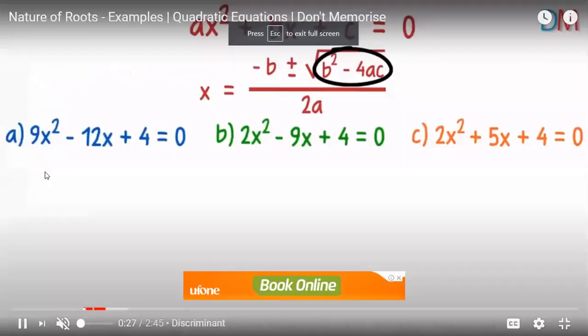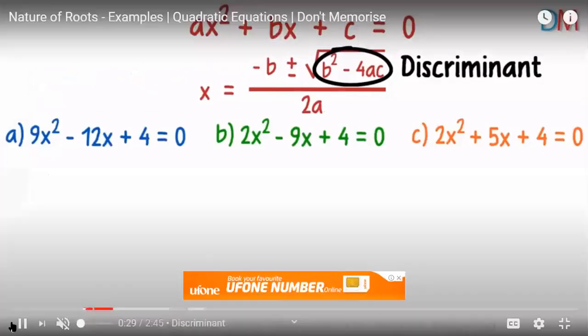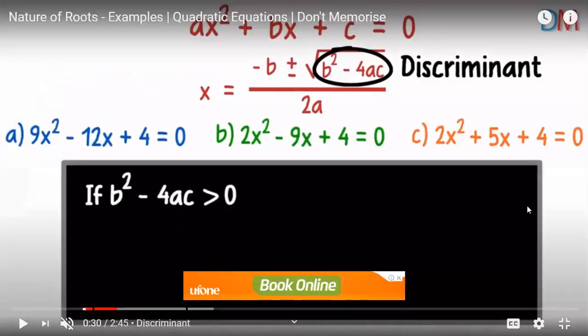Now consider the following examples. These are three examples of ax square plus bx plus c equals to 0. Now the discriminant will decide the nature of the root of the equation, and the nature of root means whether the root is real or a complex number.